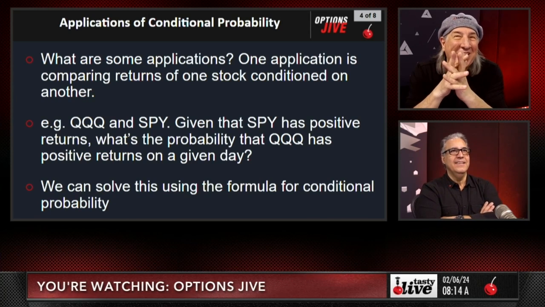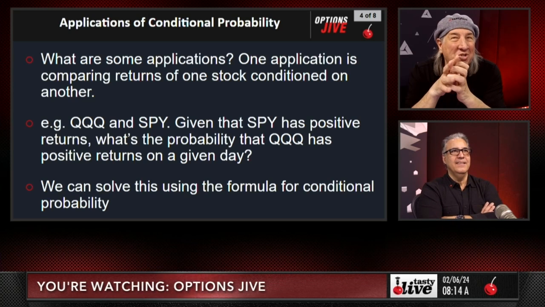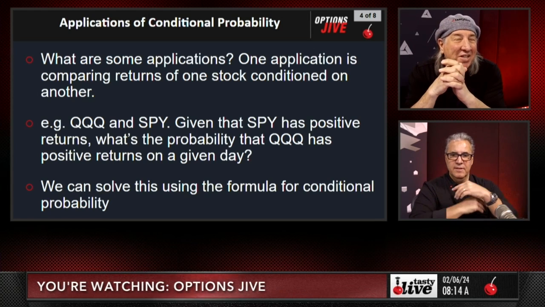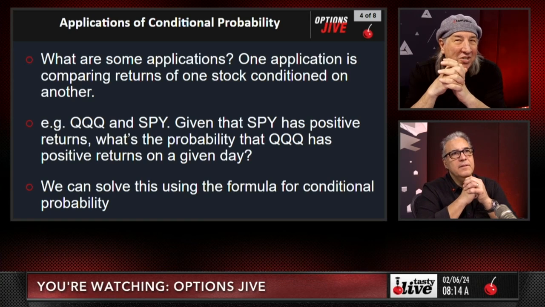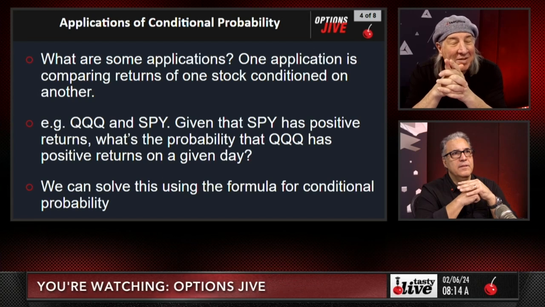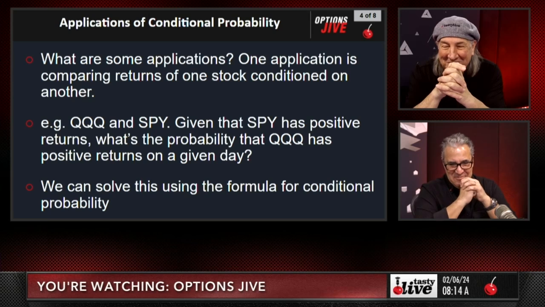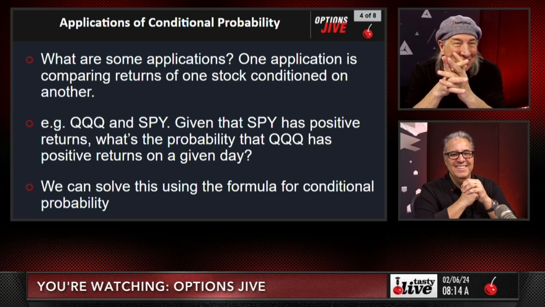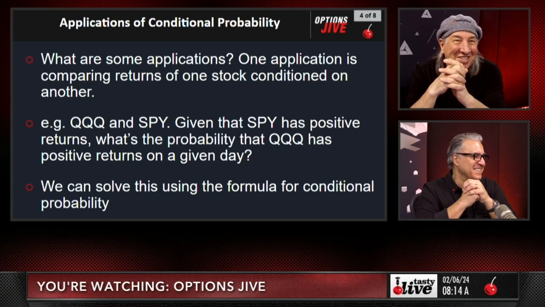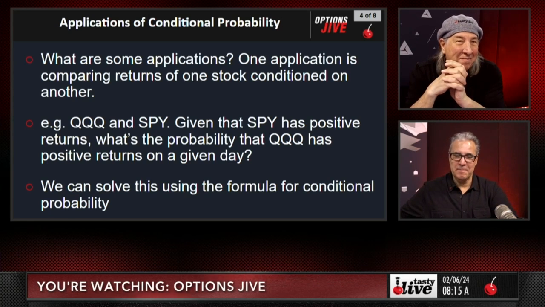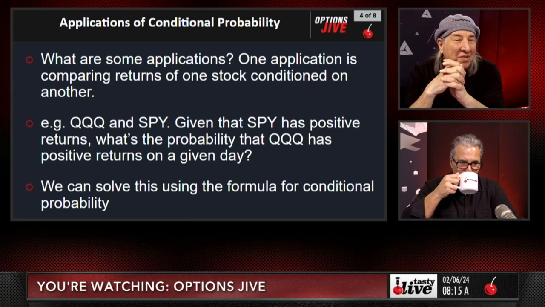So what are some applications? One application is comparing returns of one stock conditioned on another. So like a pairs trade, let's just say, QQQ and SPY. Given that the SPY has a positive return, what is the probability that the QQQ would have a positive return on a given day? Notice we didn't say IWM here, because if we said IWM, it would be no, there's no chance that they're the same thing. But in a different universe, it's possible. So the Qs and the SPYs, if the Qs are up, the SPYs are probably up. So we can solve this using a formula for conditional probability.